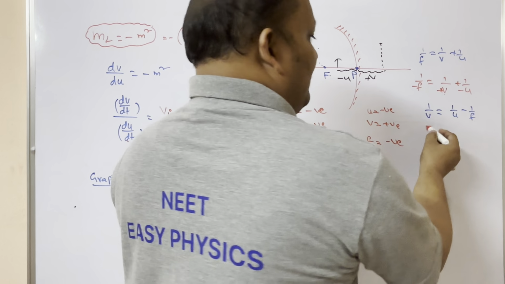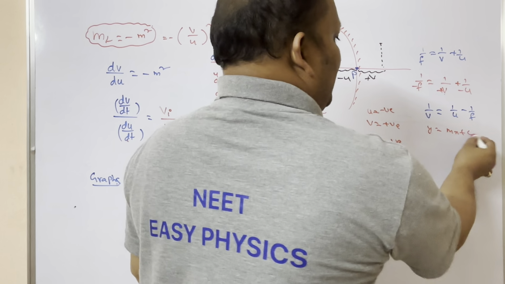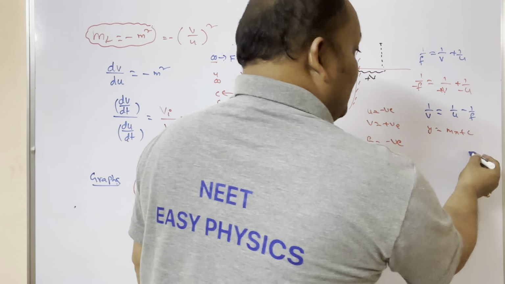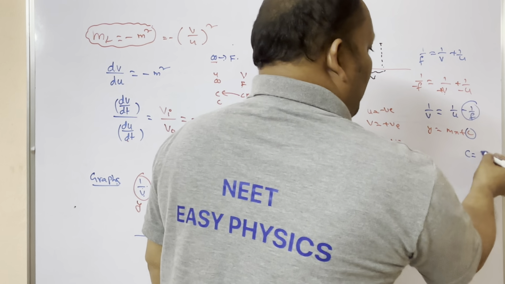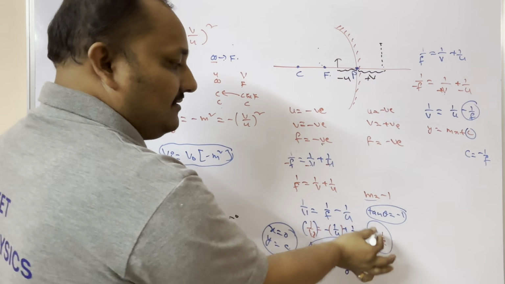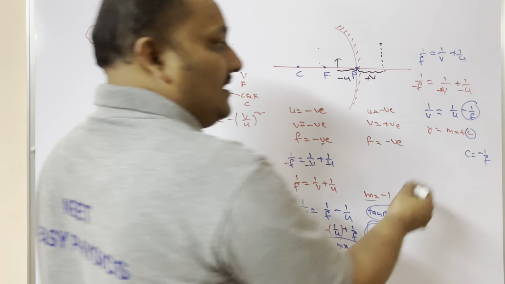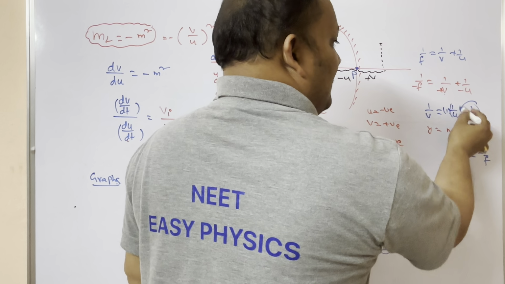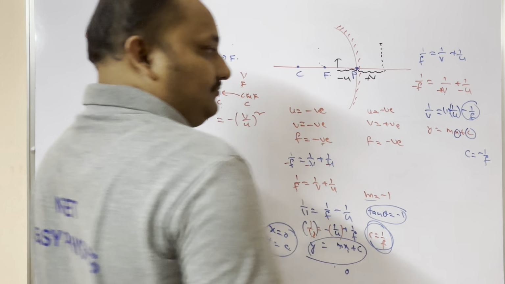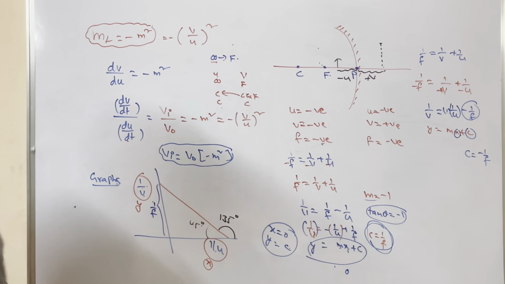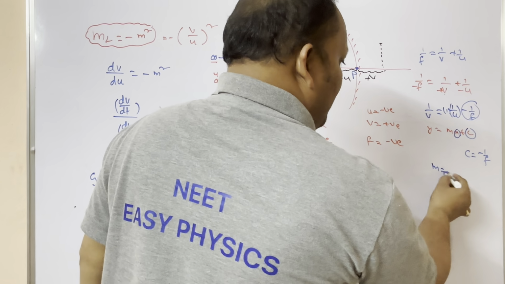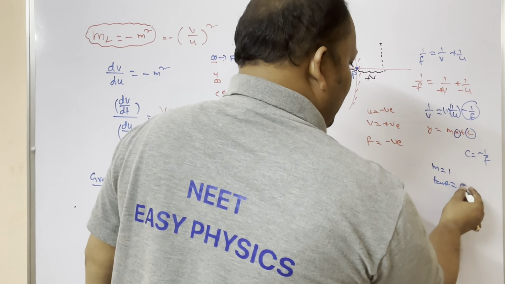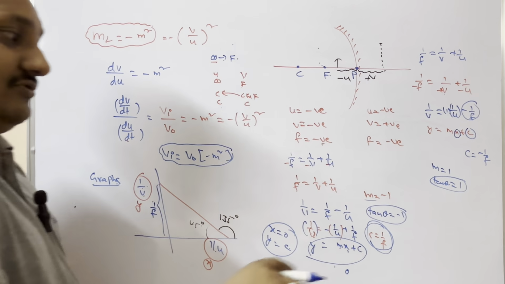You can take y is equal to mx plus c. Now what is c here? If you observe, c is going to be minus 1 by f. In place of m, 1 is there here. In place of x, 1 by u is there. Therefore, positive slope, m is going to be plus 1. So m is plus 1, tan theta is going to be 1. So we are getting a positive slope.